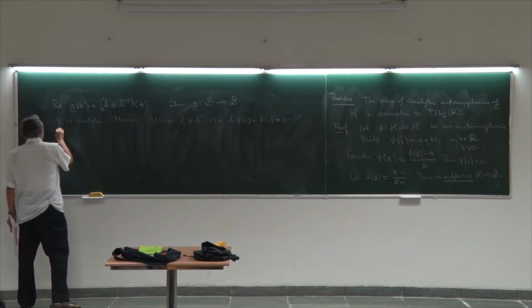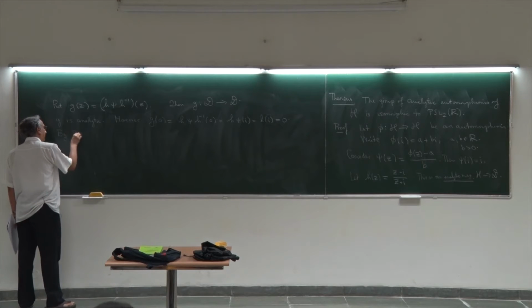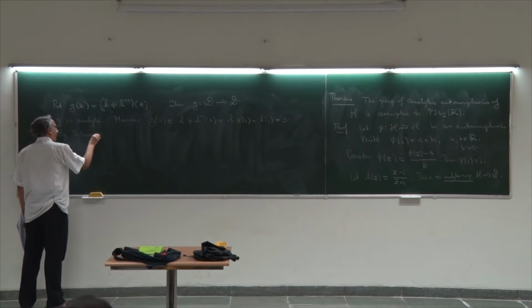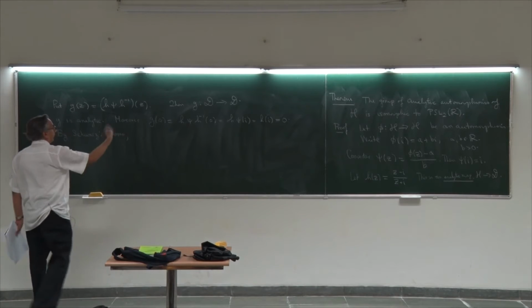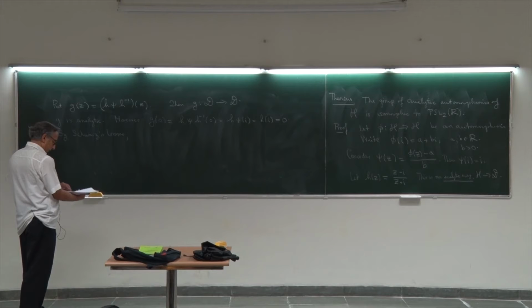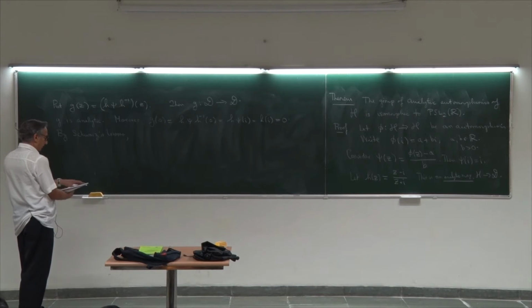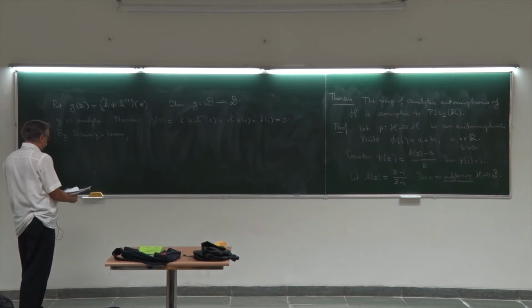So by Schwarz's lemma, because G is going into the disk, we see that the absolute value of G of z is bounded by the absolute value of z.